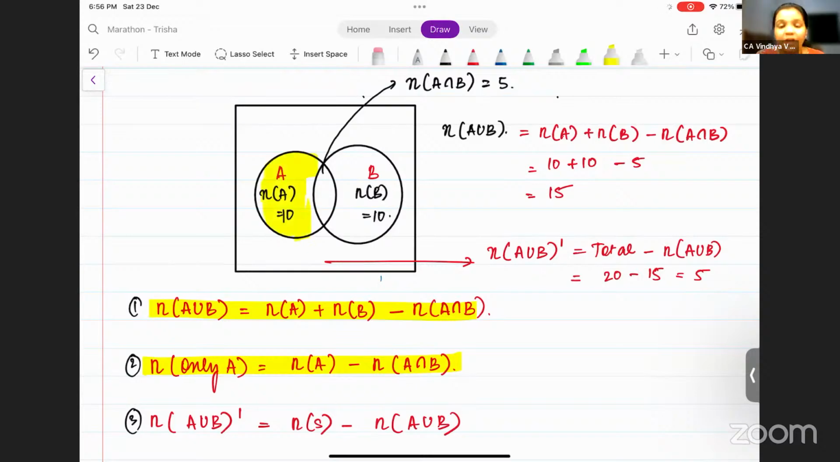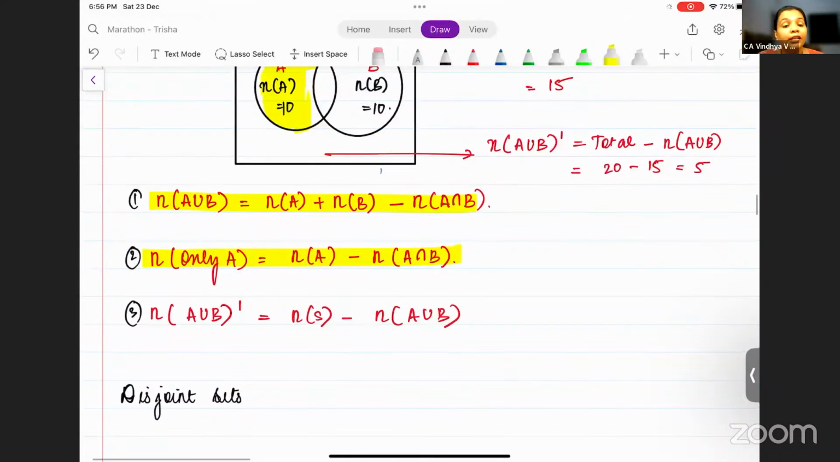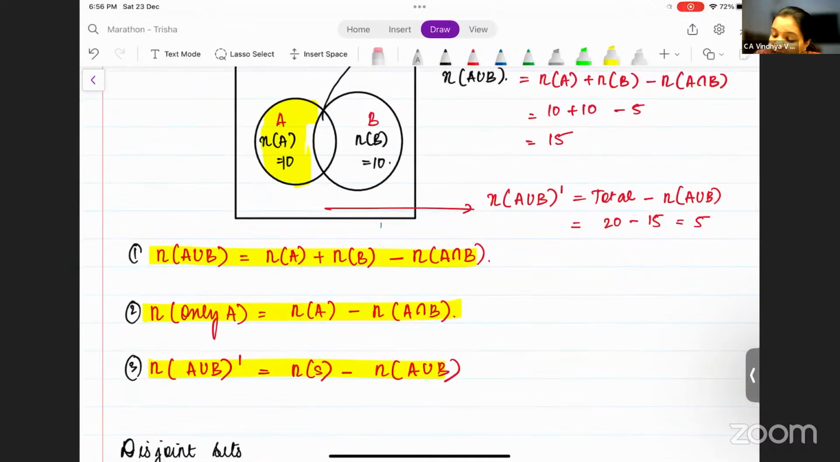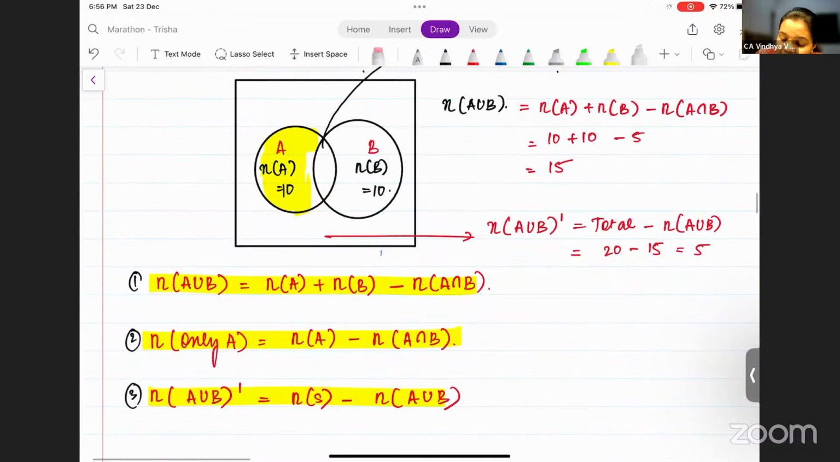A part of A which does not intersect with B. Okay. Now, next, N of (A union B) whole dash. This (A union B) whole dash is the outer part of this circle.